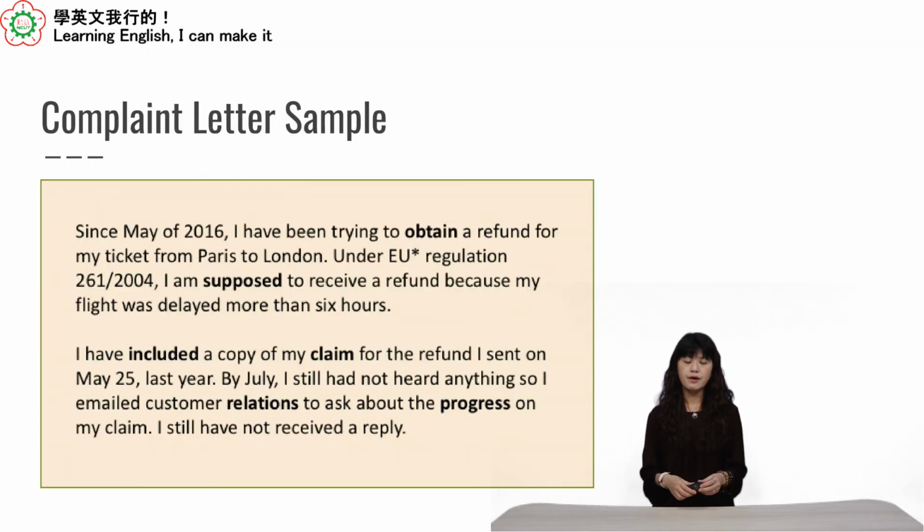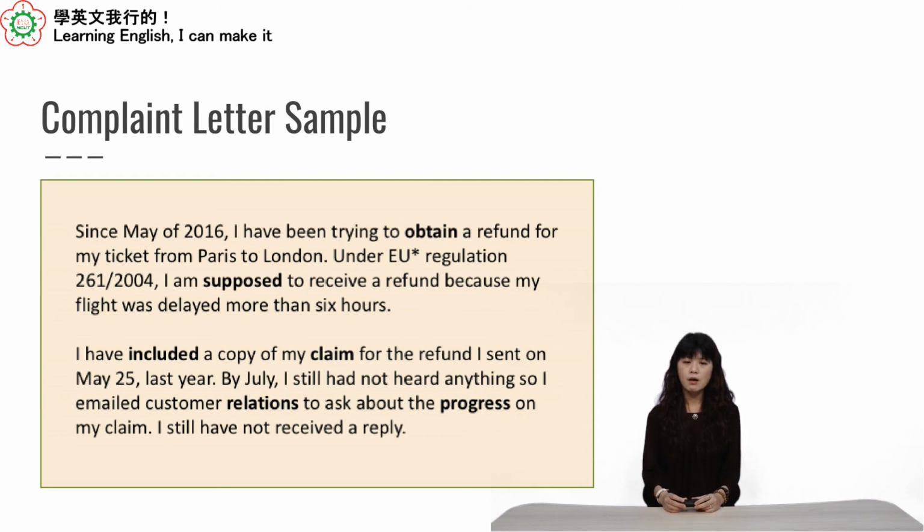And in the second paragraph, he starts to say, "Since May of 2016, I have been trying to obtain a refund for my ticket from Paris to London. Under EU regulation, I am supposed to receive a refund because my flight was delayed more than 6 hours." So in the second paragraph, the person explained the situation and tells the company why he should get a refund. Alright, so here it is based on the law. Okay, the next paragraph, let's look at it together.